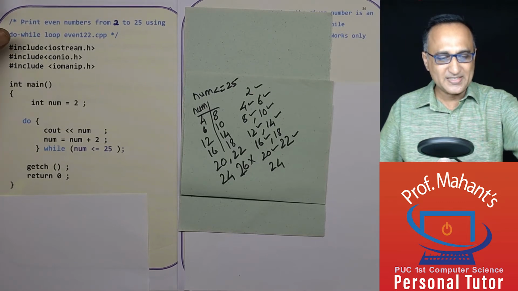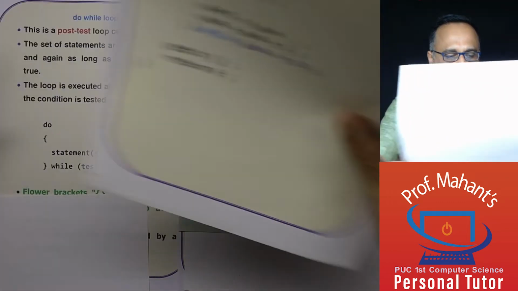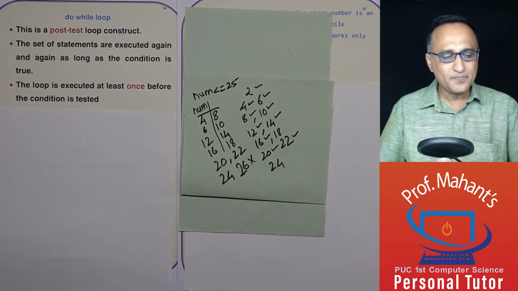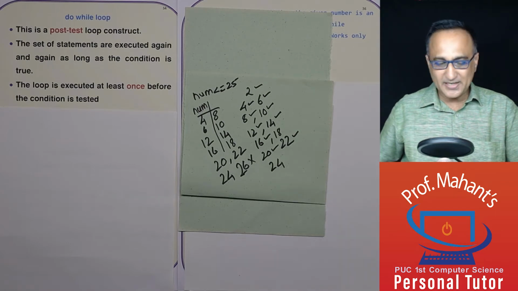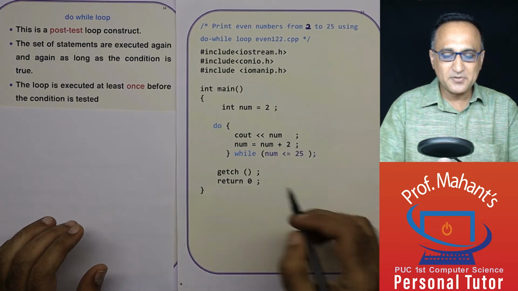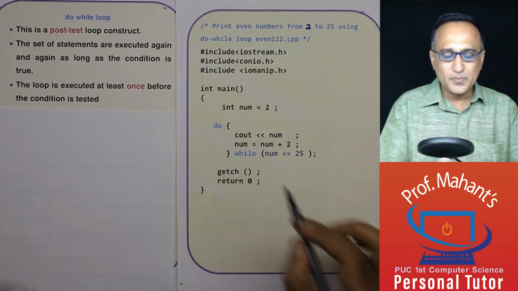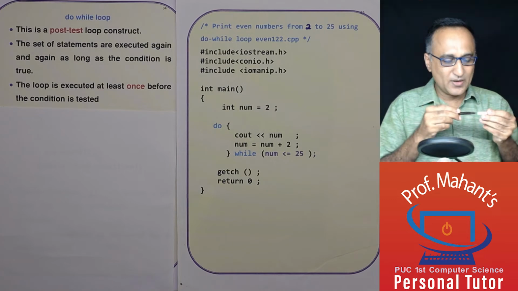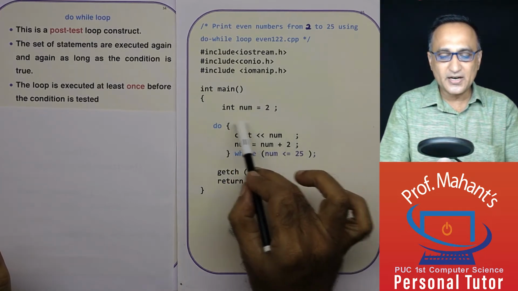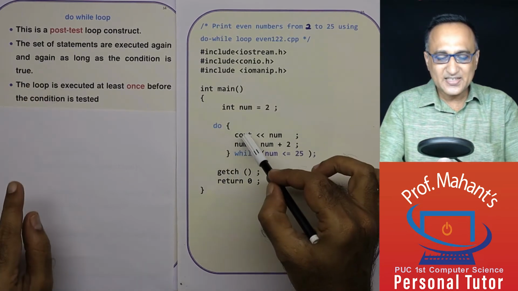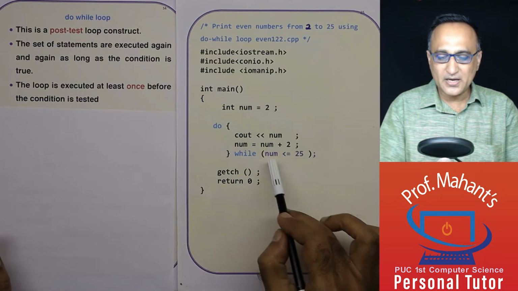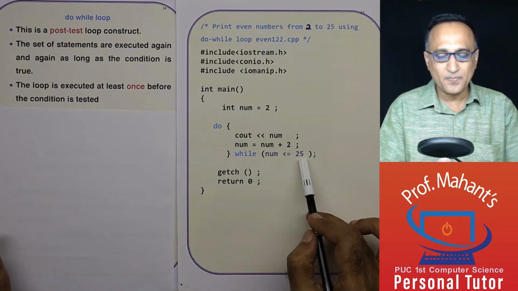Let's take a look at the syntax before we proceed to solve one more problem. If you take a look at this, the do while loop is an example of a post test loop. Why is it called post test? Because here I am checking the condition after the loop executes at least once, whereas while and for are pre-test loops where the condition is being checked at the top. These are a set of statements, cout and num. They are executed multiple times as long as this condition happens to be true.